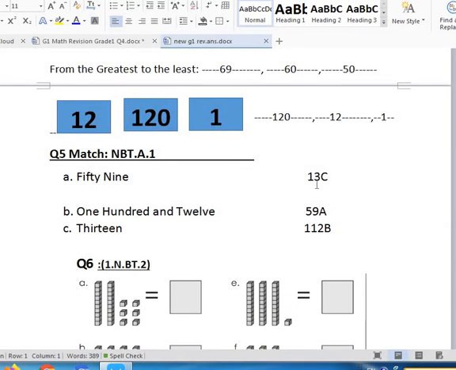When I say here 13, where is 13? 13. 112. 59.